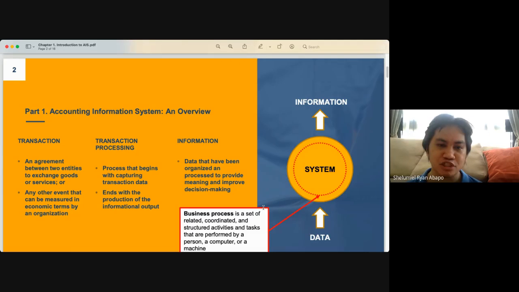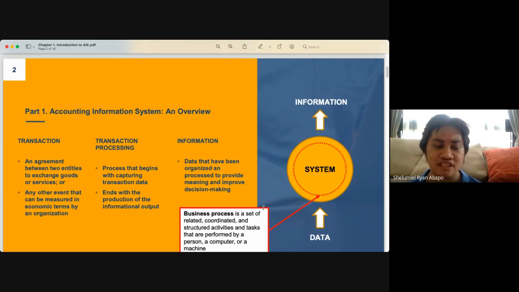So in an accounting information system, it basically starts with the data. And this data is being processed by the system and transformed into information. So it begins with a certain transaction. And a transaction, as defined on your screen, if you can see your screen, is an agreement between two entities to exchange goods or services.